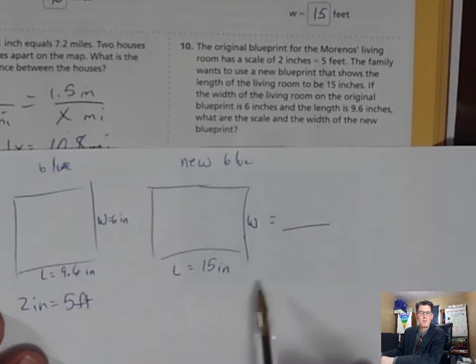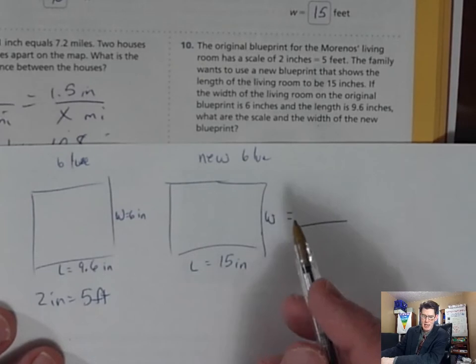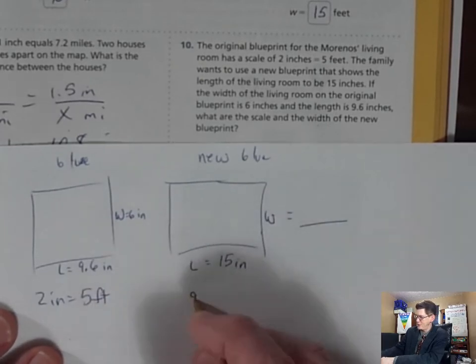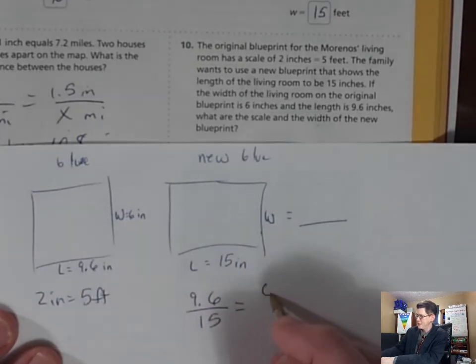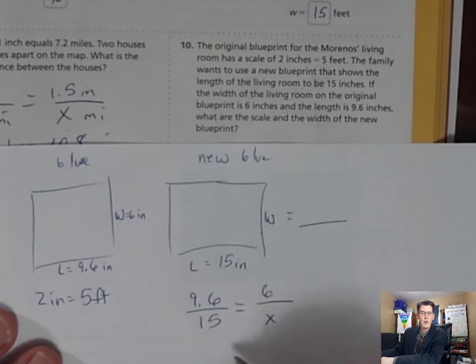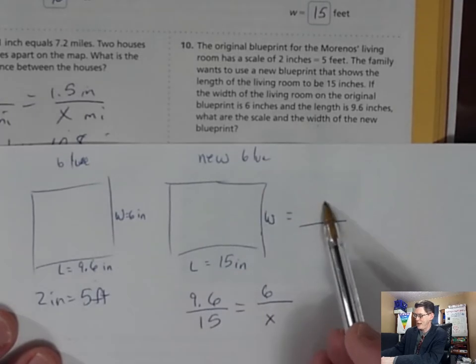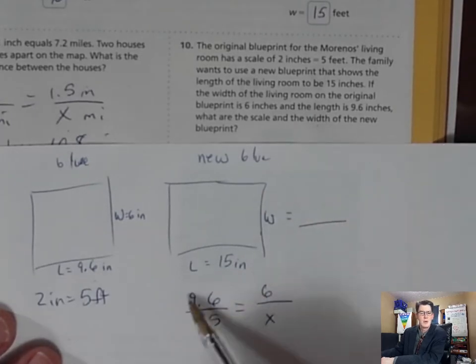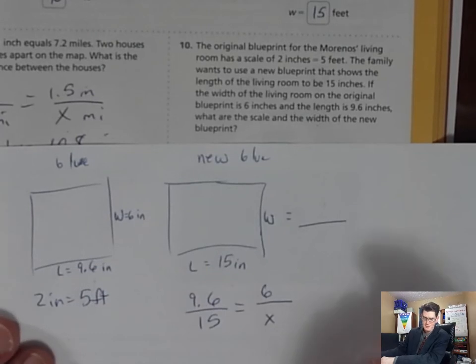And you can write that proportion however you want. I'm going to say 9.6 is to 15, we go there to there, is the same as 6 is to this new one. Or another way you can say it is you can write it as 6 is to 9.6 as x is to 15. You can write this proportion whichever way makes most sense to you.